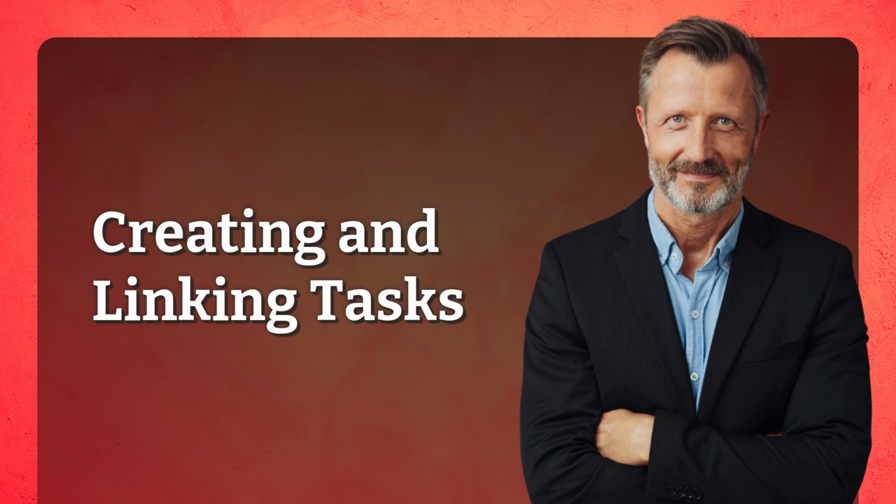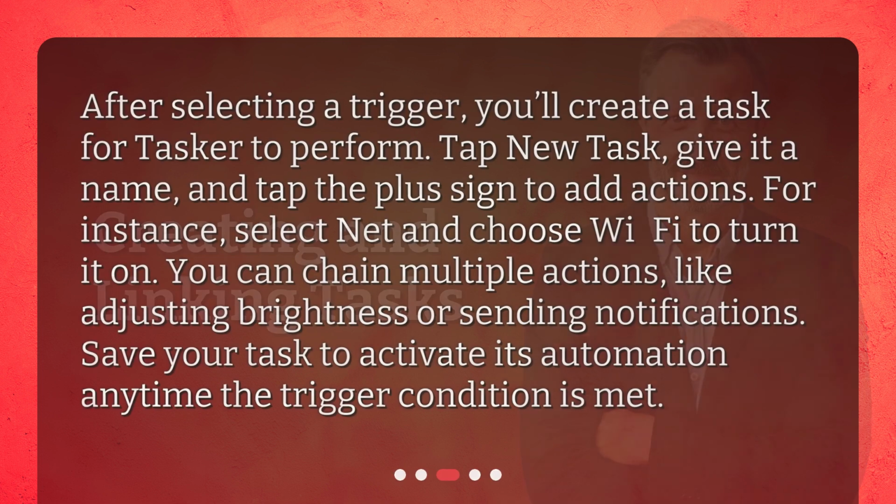Creating and linking tasks. After selecting a trigger, you'll create a task for Tasker to perform. Tap New Task, give it a name, and tap the plus sign to add actions. For instance, select Net and choose Wi-Fi to turn it on. You can chain multiple actions like adjusting brightness or sending notifications. Save your task to activate its automation anytime the trigger condition is met.